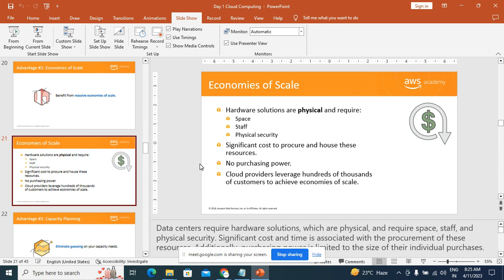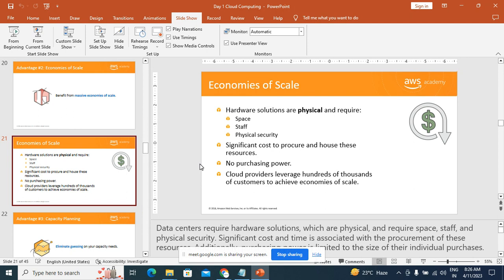As you know, you need to invest in such things. It doesn't mean that only getting the equipment will solve your problem. Bringing the equipment will not solve it, you need to invest more in space, staff, and physical security. These are the things you can reduce when you go into cloud, because you need not maintain space, staff, or physical security. All these things are handled by the cloud service provider.